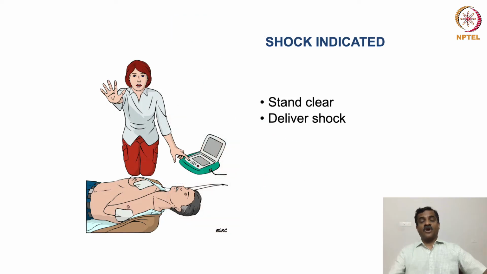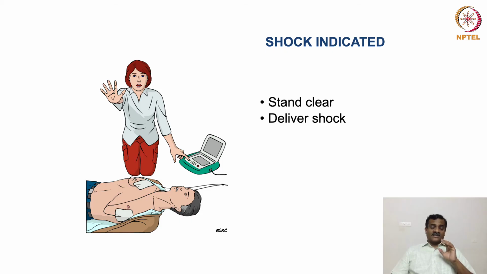If it says shock indicated or shock advised, the machine won't shock by itself. It will say press the shock button, and the shock button might flash. So we just have to press it and the shock will be delivered to the victim. As we are delivering the shock, one most important thing is we need to warn anybody else close to the victim to move away. Moreover, we should not be touching the victim as well, because otherwise we are going to get the shock as well.